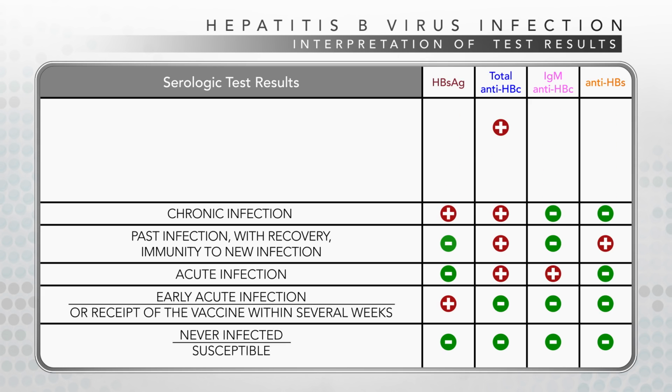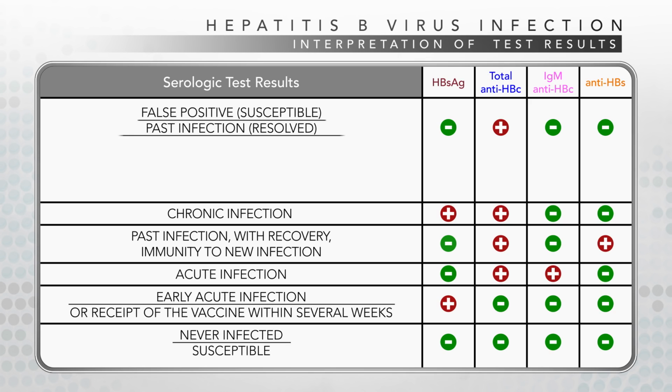Total anti-HBc positive alone, with the other 3 negative, has several possible interpretations, including a false positive result and therefore susceptible. Past infection, resolved. Low-level chronic infection, and unlikely to be infectious, except under unusual circumstances involving direct percutaneous exposure to large quantities of blood, such as blood transfusion, or passive transfer of anti-HBc to an infant from an infected mother.